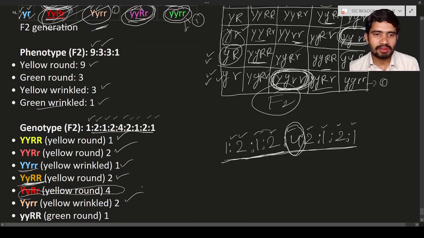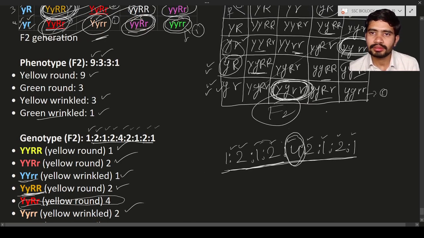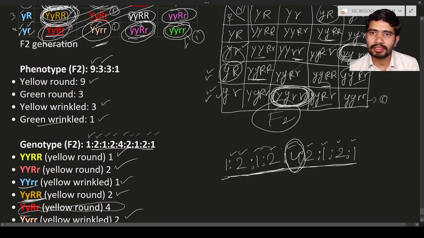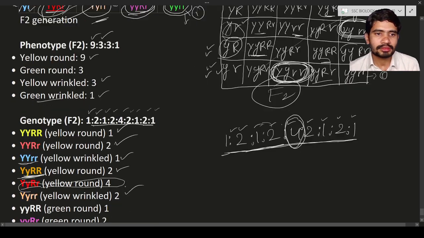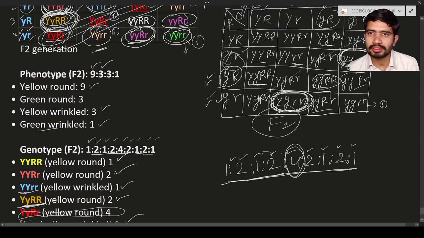Okay, so next will be the green round. Okay, so how many will the green round be? So here we can see this one green round. So green round will be 1. Okay, so small y, capital R, small r, that is only 1. Here we can see the one individual. So one individual will be here, small y, capital R, capital R.